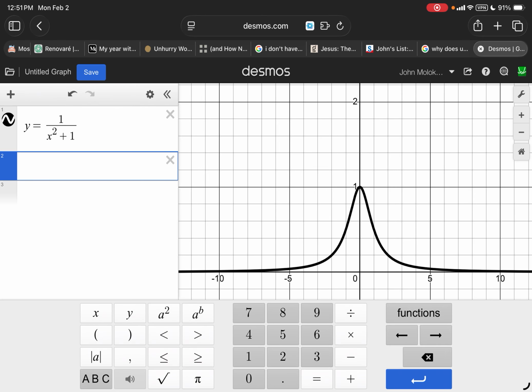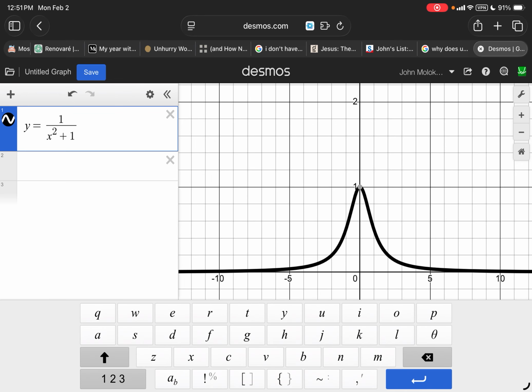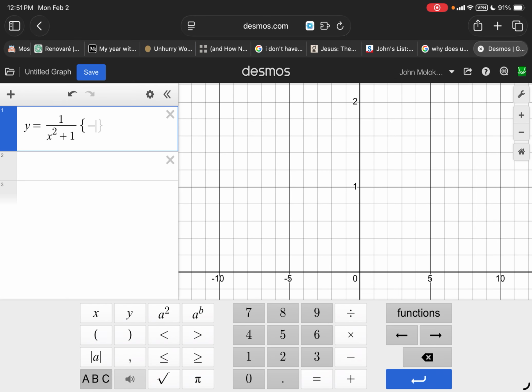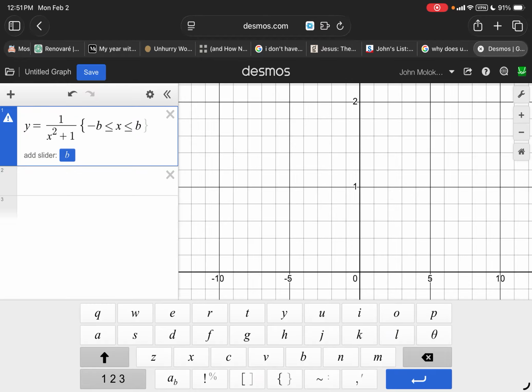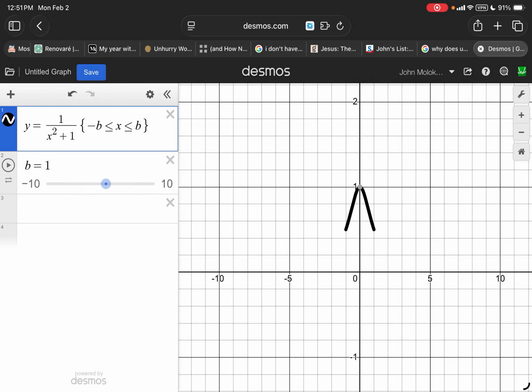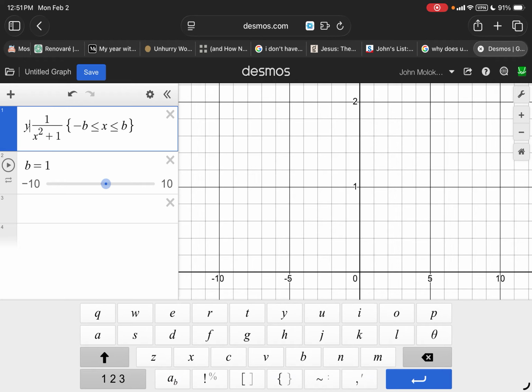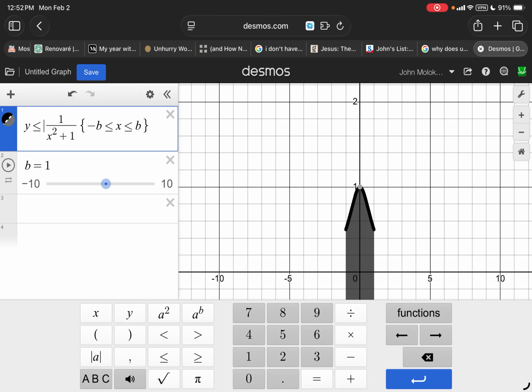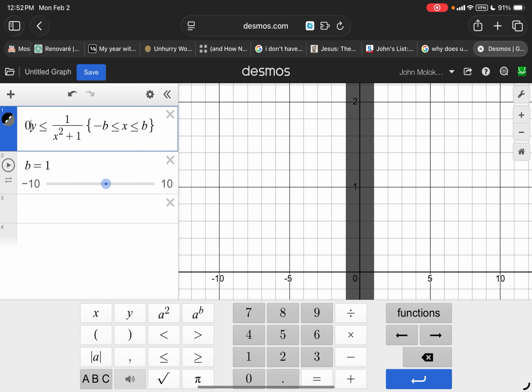And then what I want to do is I'm going to limit the domain here to negative b less than or equal to x less than or equal to b, and then I'm going to create a slider for b. Okay. So if b is 1, you get that amount, right? Oh, almost forgot. This should be less than or equal to here. There you go. And it should be above the x-axis, so there we go.